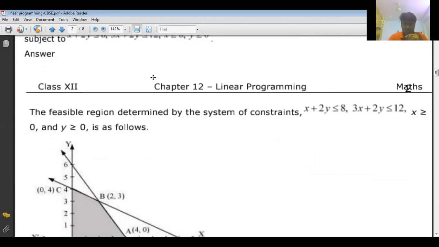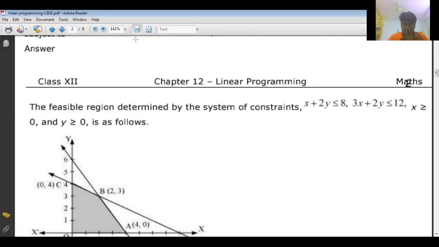x plus 2y equals 8, we can write. So for that we'll take the table values. x plus 2y equals 8. For the table values, what values can we take here? What is the point on the x-axis and what is the point on the y-axis?